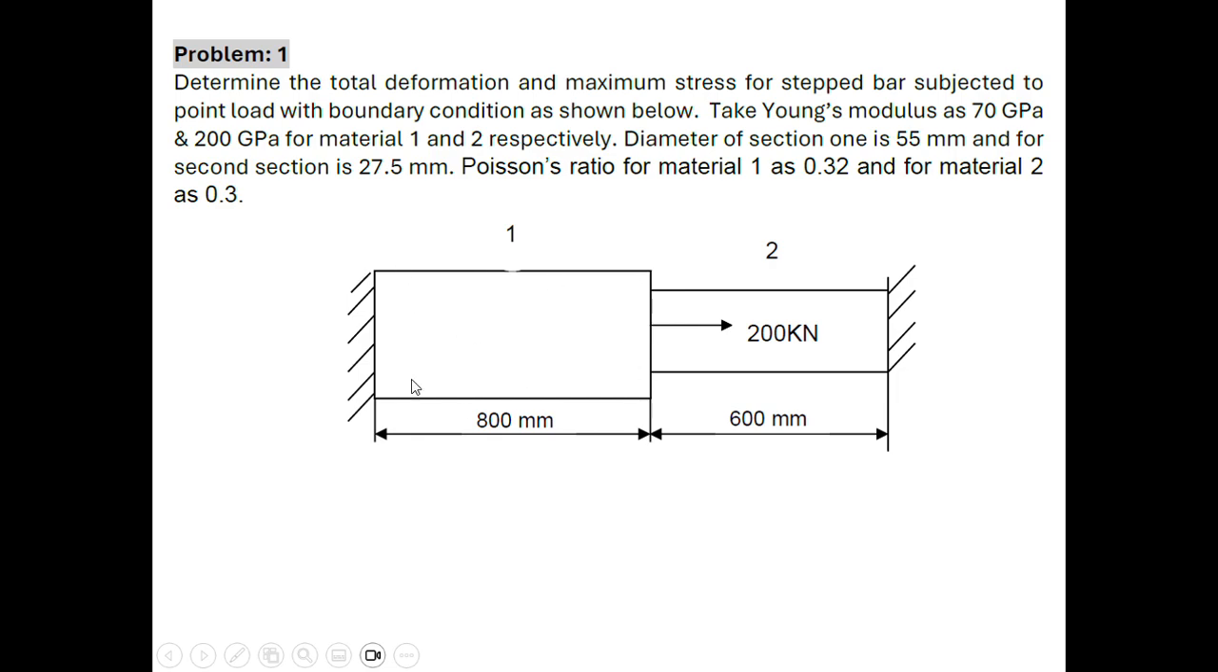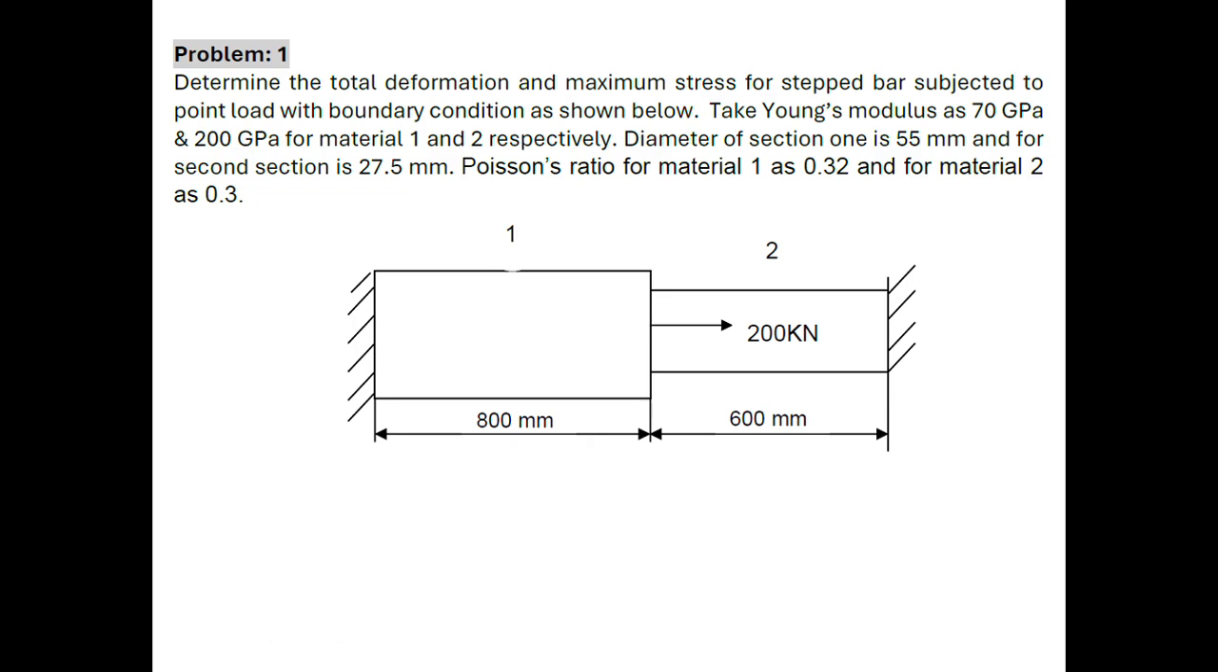So this is completely material 1 having a Young's modulus of 70 GPa and diameter is 55 mm, length is 800 mm. This is completely material 2 having Young's modulus 200 GPa, diameter 27.5 mm and length is 600 mm. Both ends of a stepped bar is fixed and the intersection of bar 1 and bar 2 is subjected to a point load of 200 kN. So here we want to find the total deformation and maximum stress of this stepped bar using Ansys Workbench.